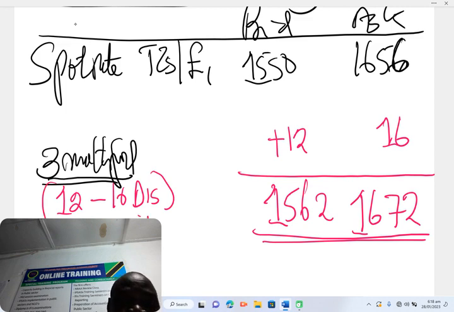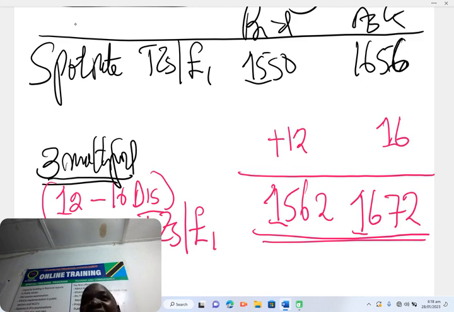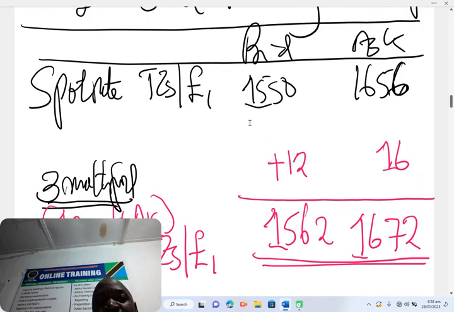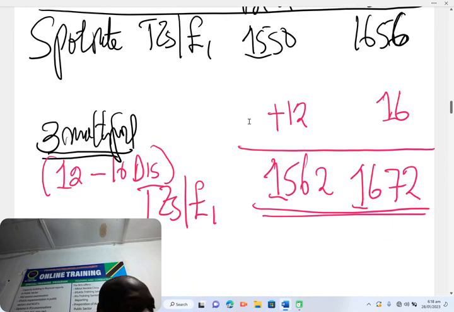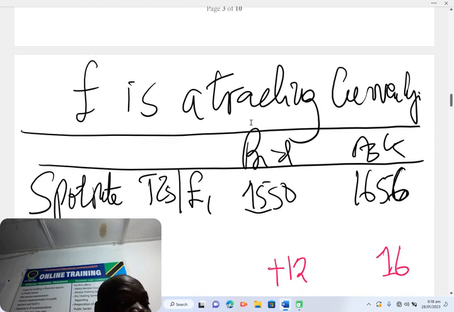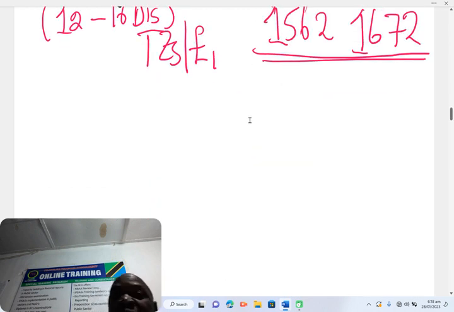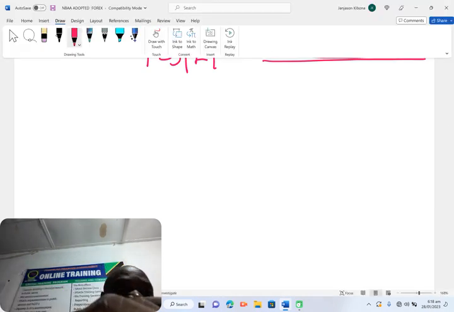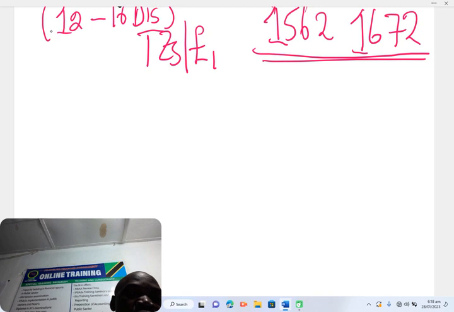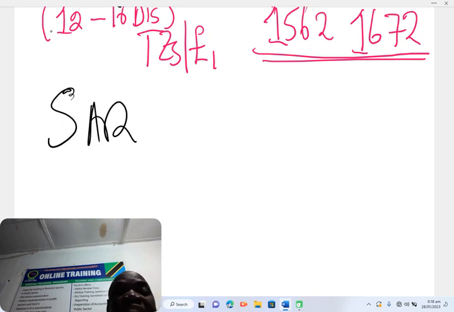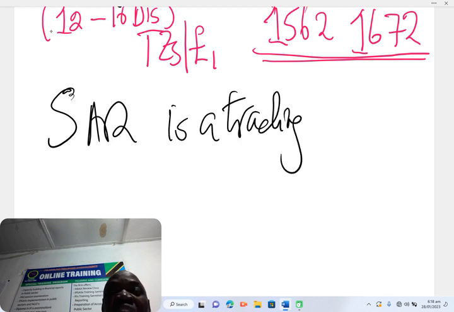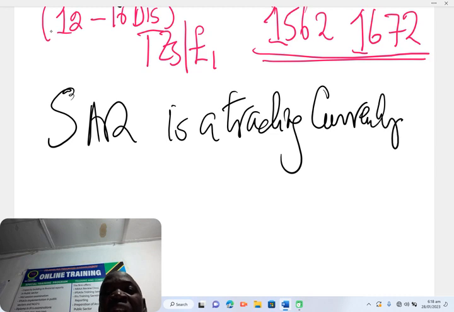Remember, so it is stroke pound. So you have a mark there, isn't it? Now let's see. This is when pound is being traded, isn't it? So we go to when South African rand is being traded. When South African rand is a trading currency.